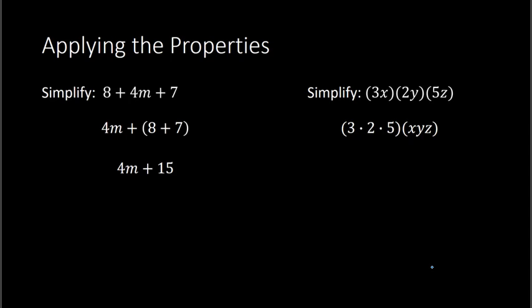And what this does for me is now I can multiply the numbers together. 3 times 2 times 5, which would give me 30. So my answer would be 30 times x times y times z.